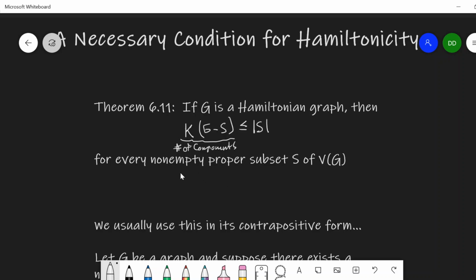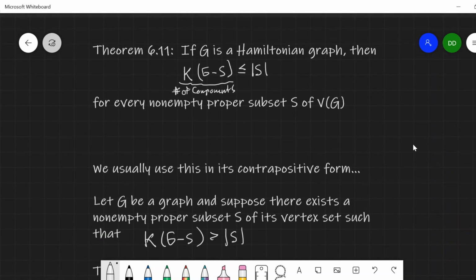So what we're saying here is take any non-empty proper subset of vertices, call it S, remove it from the graph, count the number of components, and compare that to how many vertices you removed from the graph. In particular, if the number of components left over after removing those S vertices is more than the number of vertices you removed, we can conclude that the graph is not Hamiltonian. That is, I just stated the contrapositive of Theorem 6.11.